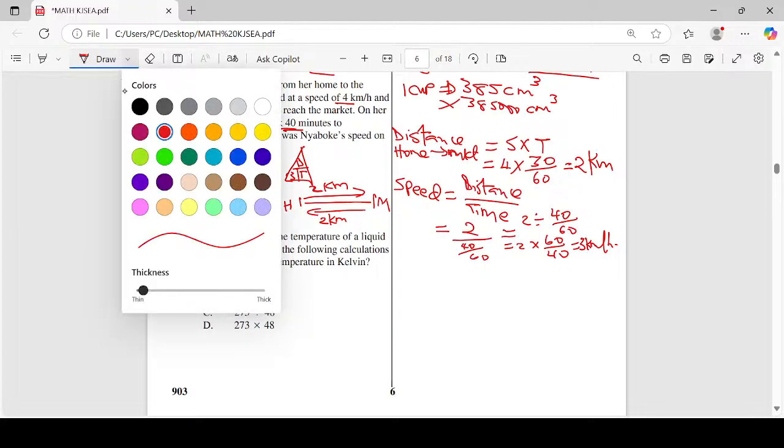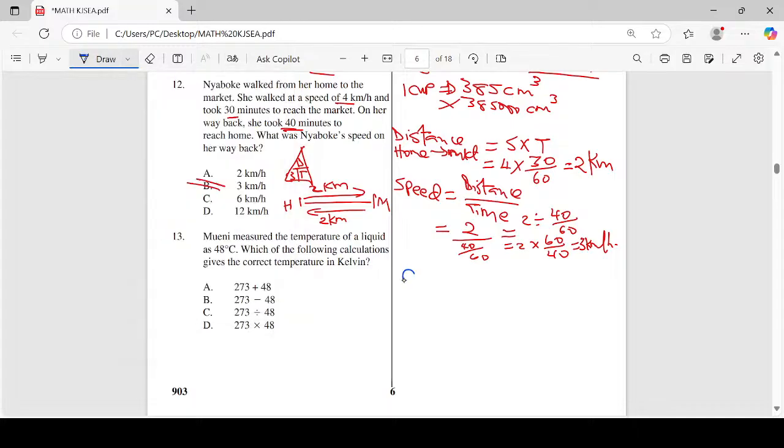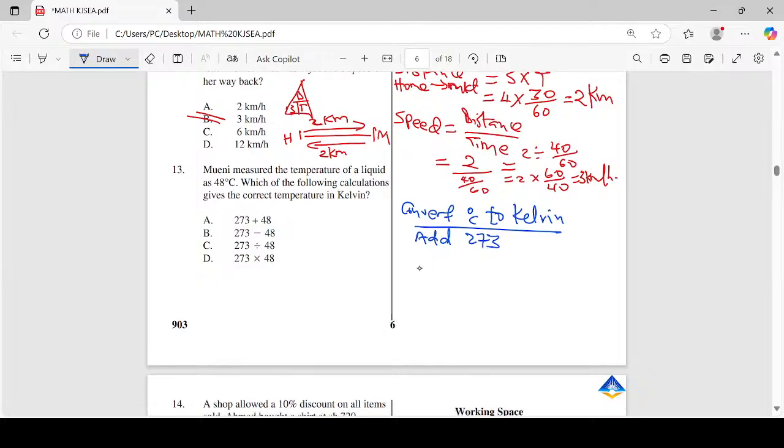Now, learners, when you convert degrees Celsius to Kelvin, what do we do here? You add 273. And when you are converting Kelvin to degrees Celsius, you subtract 273. That's what you need to know.